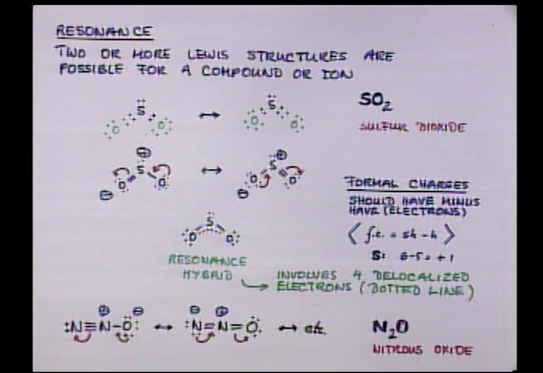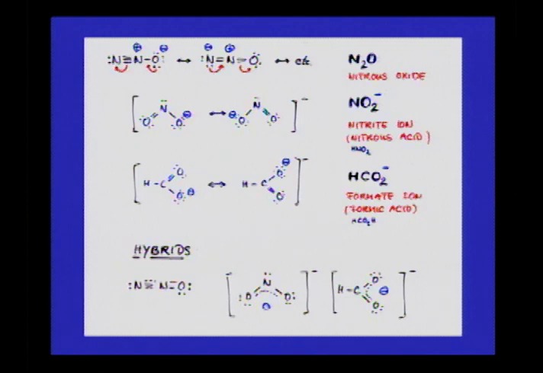Here we have some other molecules, such as nitrous oxide, laughing gas that makes you laugh when you visit the dentist. And we have the nitrite ion that we already discussed, and here we have the formate ion coming from formic acid, which is the acid that the ants use to repel their enemies. So the hybrid structure always uses the dotted lines. Hybrid means a mixed bag.